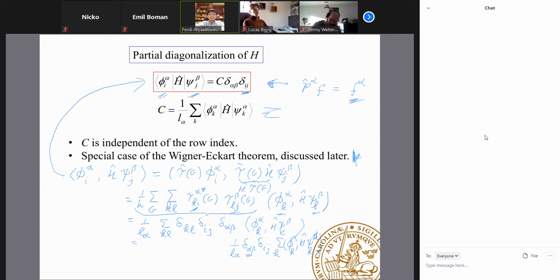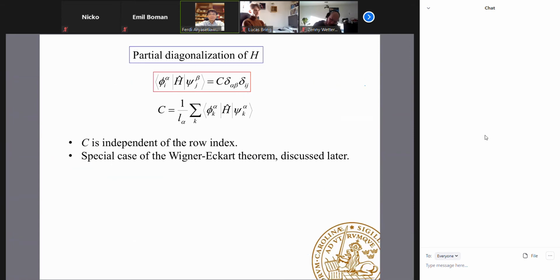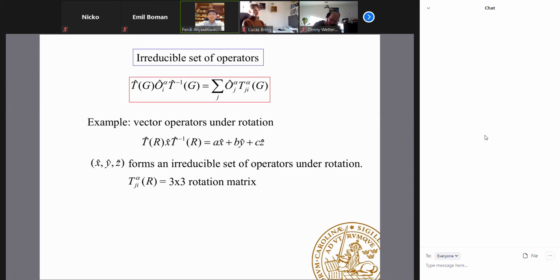It is not necessarily related to angular momentum. So it is a more general theorem. But we'll discuss that later. And to do the Wigner-Eckart theorem, we also need to define what is meant by irreducible set of operators.